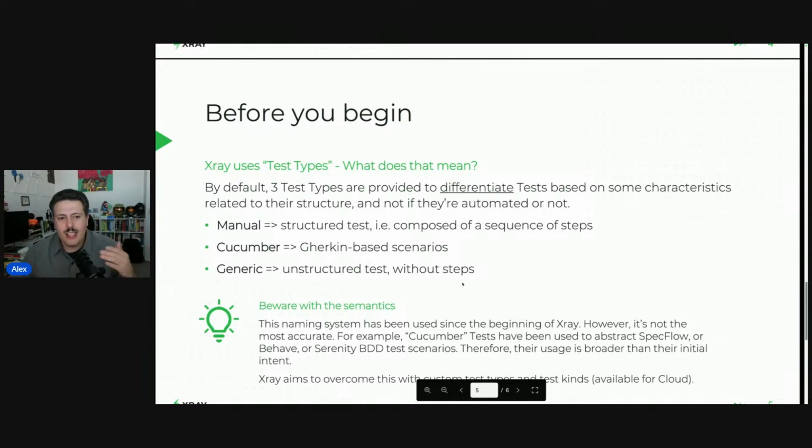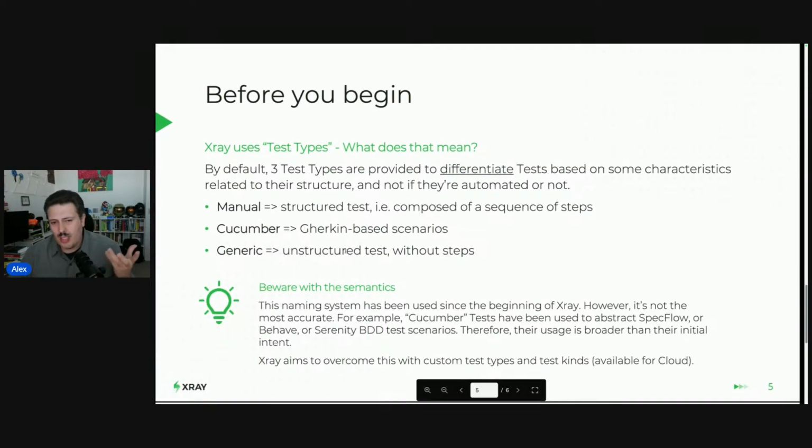You've got to understand that the manual ones are going to be very sequential. You're typing in here the actual test steps into the test. Cucumber is going to use Gherkin. So we're probably going to want to use this Cucumber one. This is what's going to help facilitate the automated tests. And then generic is going to be unstructured without any steps. I don't really recommend that one unless you really need that kind of flexibility.